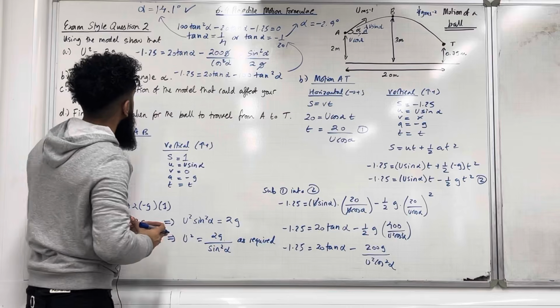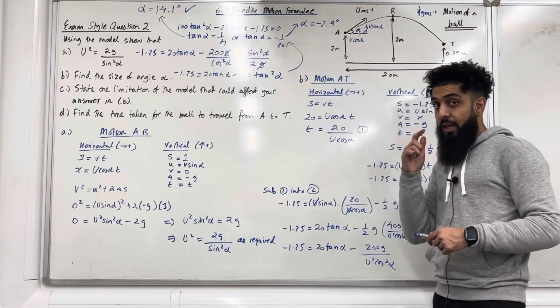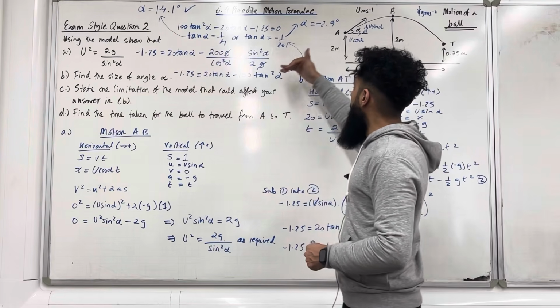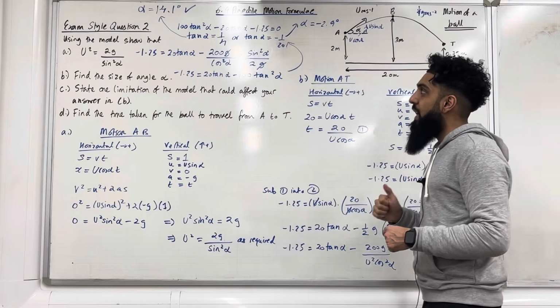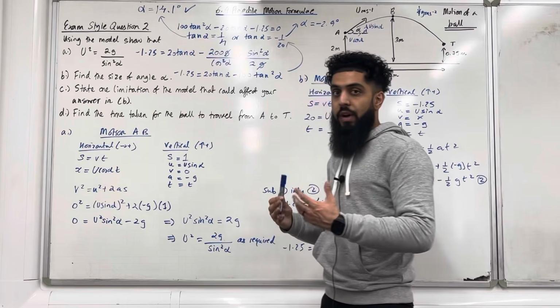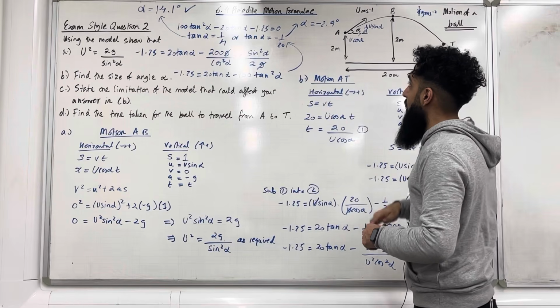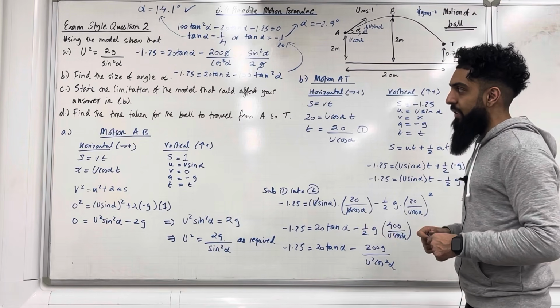Okay, ladies and gents, that there completes part B. So we've done part B. We've worked out the two possible values of alpha, 14.1 degrees and minus 2.9 degrees, both rounded off to three significant figures. We've taken 14.1 degrees to be the correct answer because alpha over here represents an angle of elevation. So it is a positive angle. Let's proceed further. Let's have a look at part C.